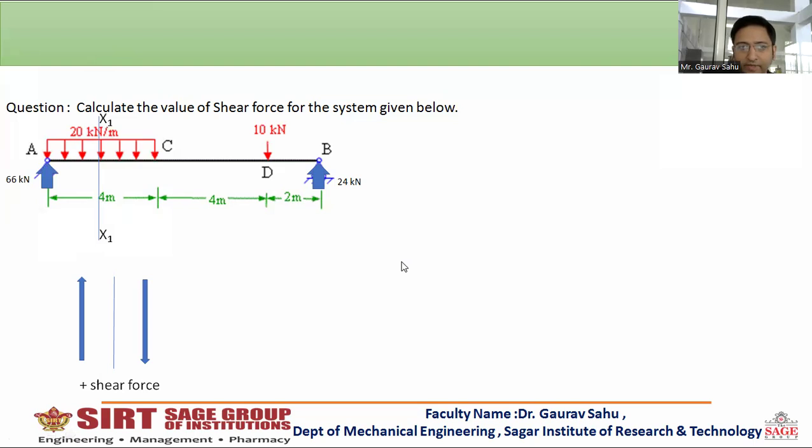The name of this section is X1, X1. The distance of section X1 from fixed point A is small x. Shear force for the AC segment. Let us consider section X1, X1.